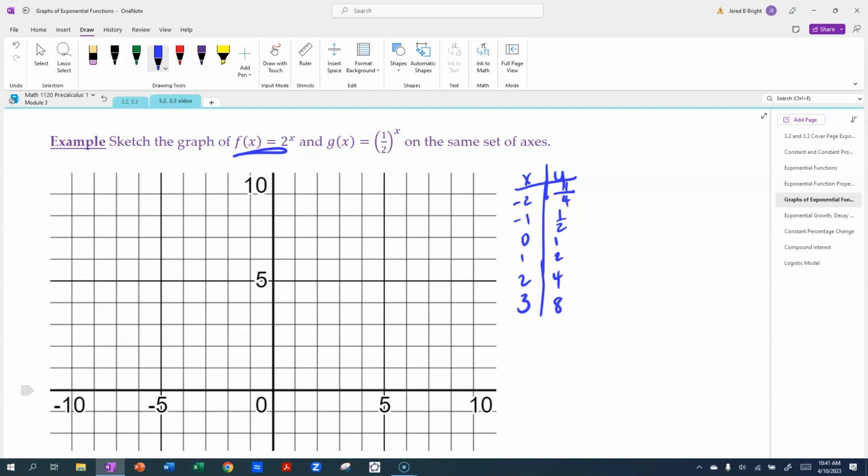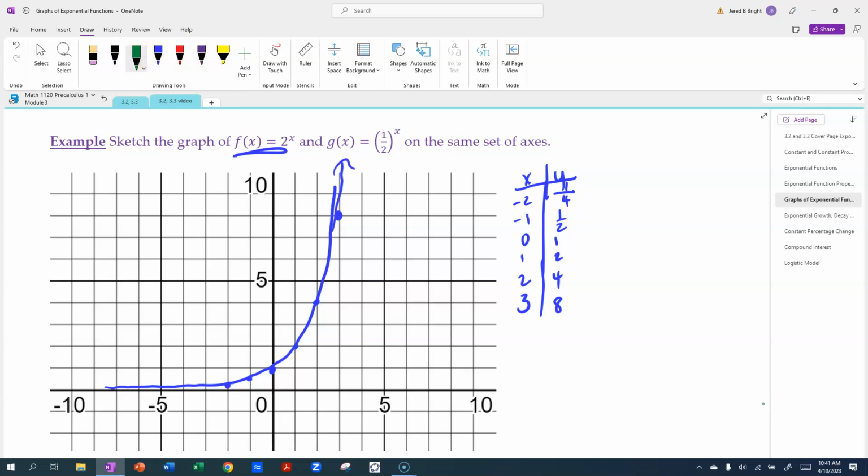As I plot these, I get something like this: (2, 4), (3, 8), (1, 2), and then (-1, 1/2), (-2, 1/4). So I get something that looks very much like this. Oh, I missed my point. Okay, yeah, you get the idea.